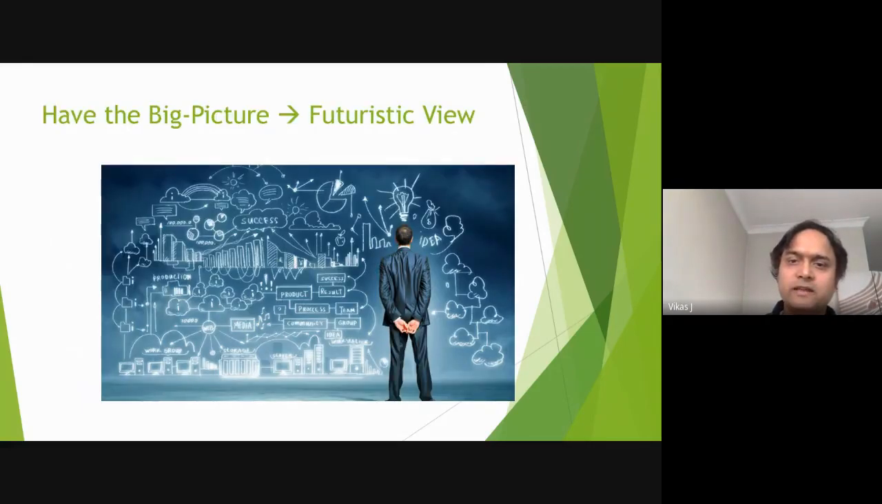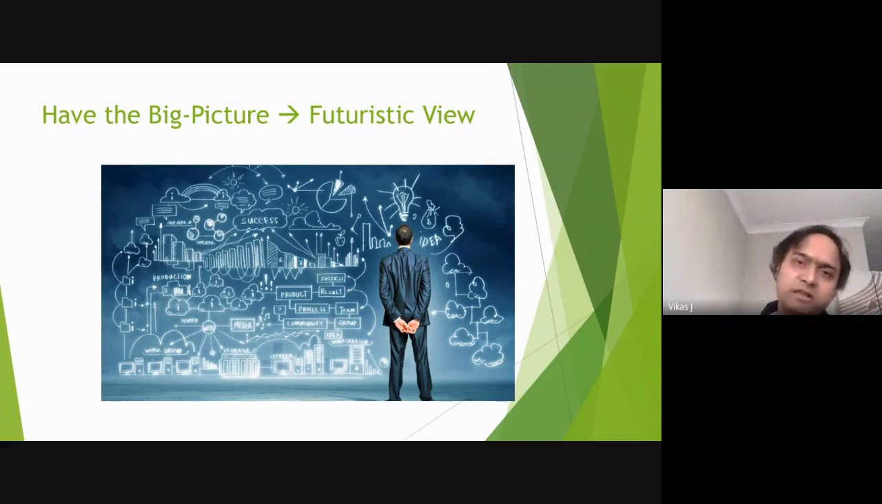So to put it in a very simplistic way, look at the big picture. Have a futuristic view. If you look at a problem at the grassroots level and don't see where it falls in the big picture, then we are just finding a solution for that particular moment. In the next moment, next day, next week, the problem statement may change, and then we are back to square one. So we have to have an understanding of how the system looks like, what exactly I want to do. So we have to have the big picture.